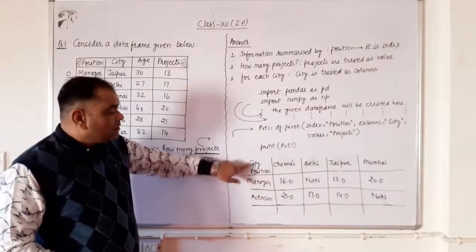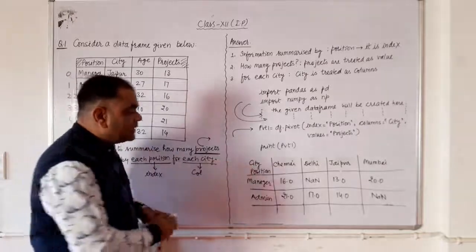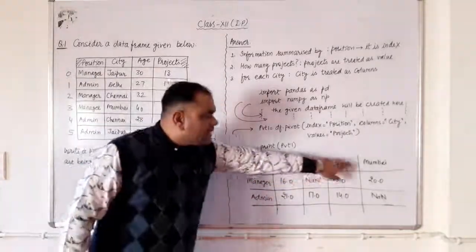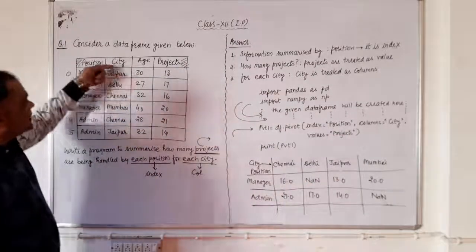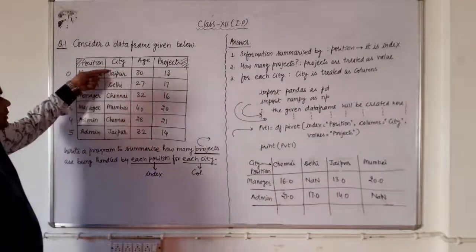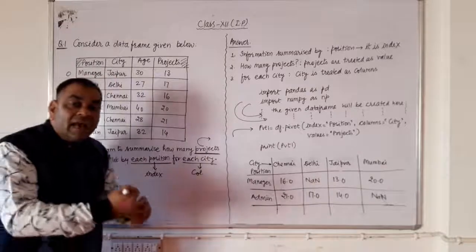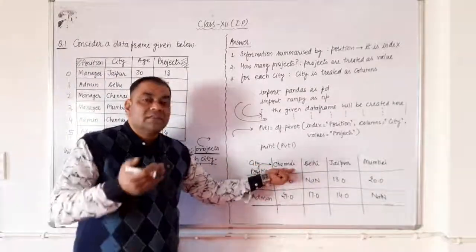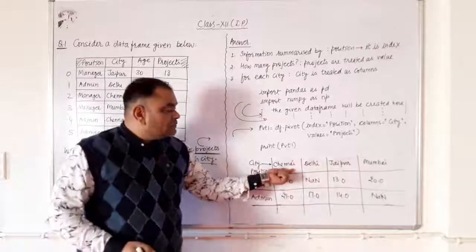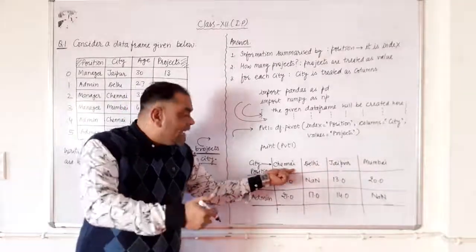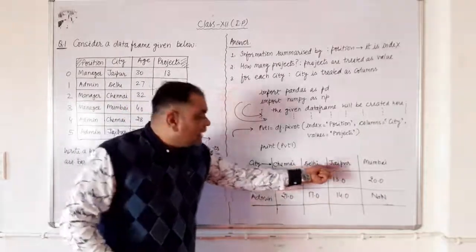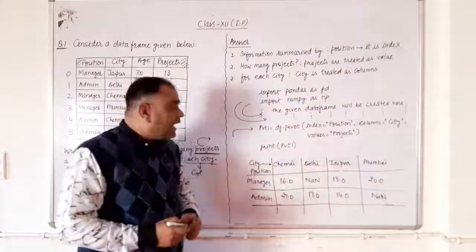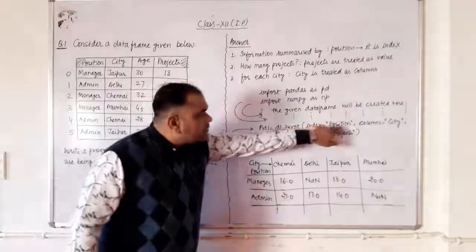Just see the output, city position. City means it is the heading of this column. So Chennai, Delhi, Jaipur, Mumbai, the cities that are there in this data frame are arranged in ascending order. Chennai will be the first column, A, B, C. Then Delhi, the second column. Then Jaipur, then Mumbai. 4 columns will be created in the data frame. And then here, index is position.